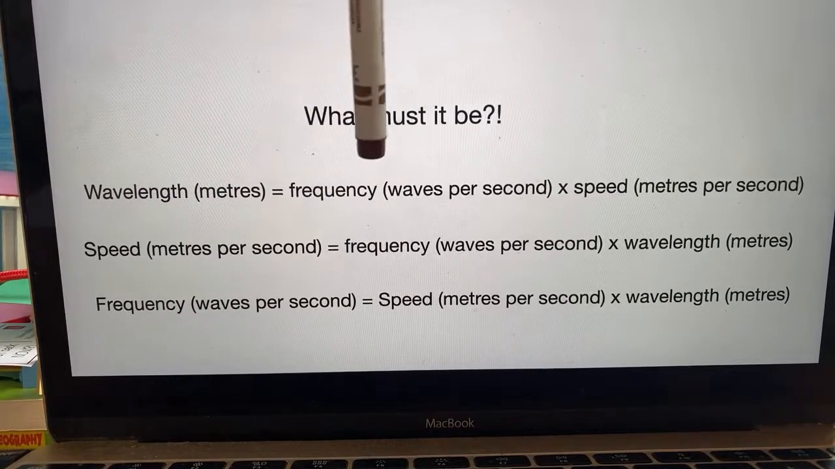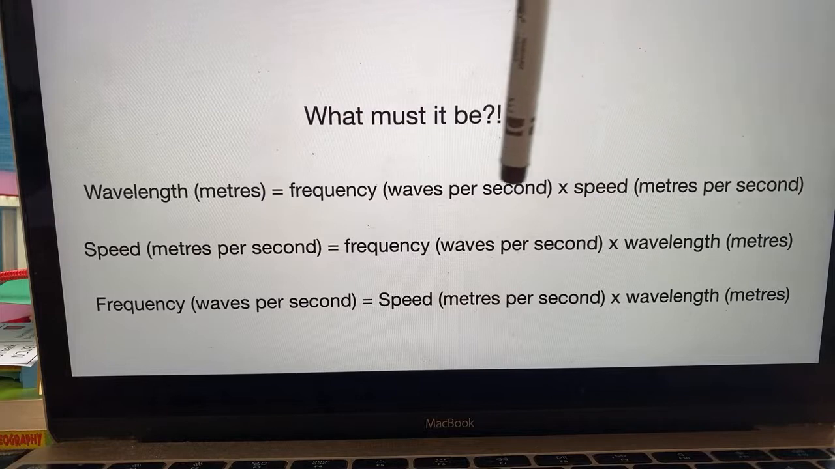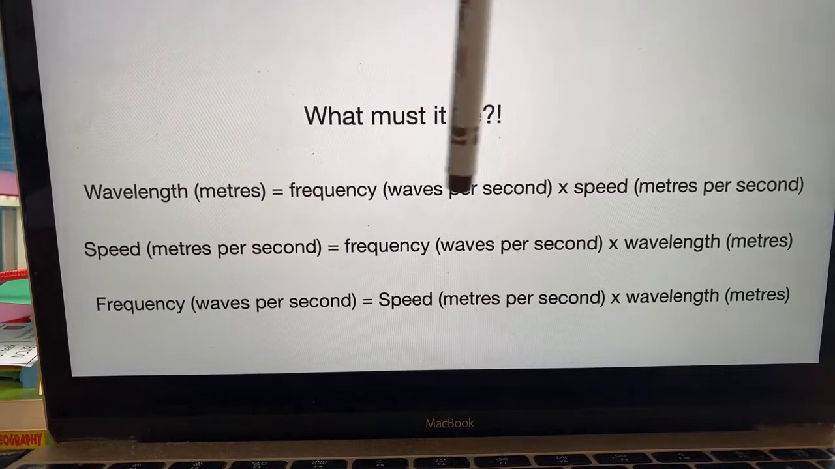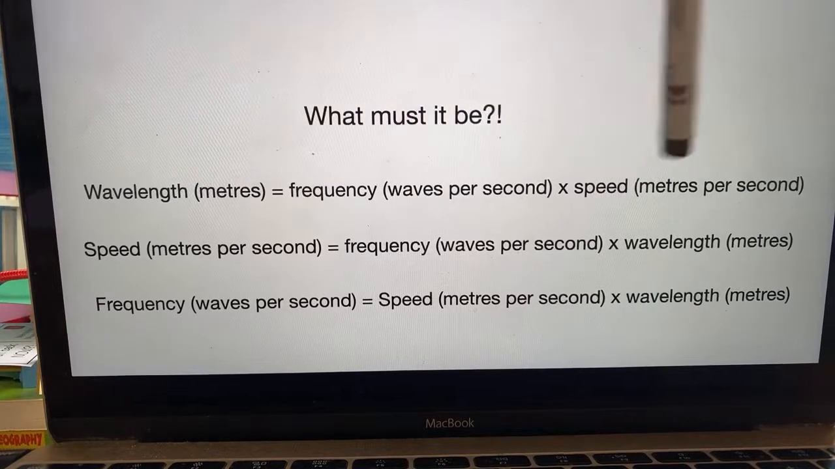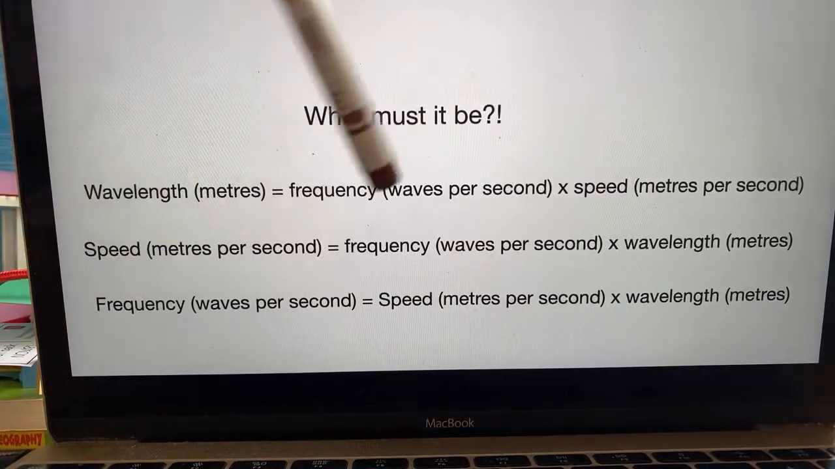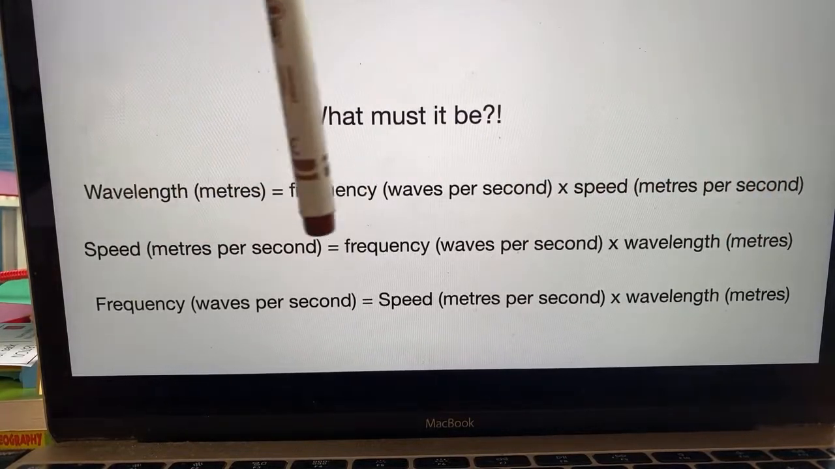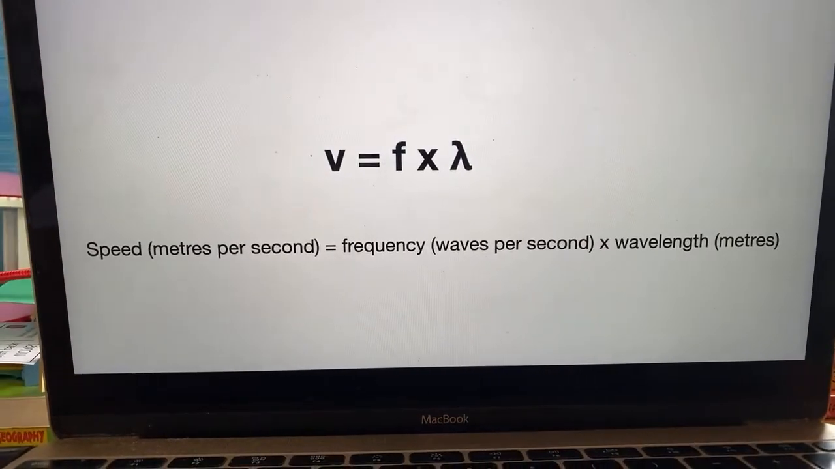And the top one, you're timesing waves per second by meters per second. So you'd have meters per second squared. So it must be the middle one, right? If we times per second by meters, you end up with meters per second. Yay! Well done if you got that, and if you didn't, it doesn't matter at all. We'll just keep going through it to help you understand.